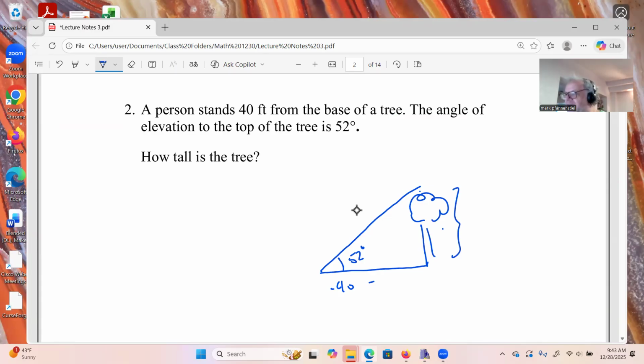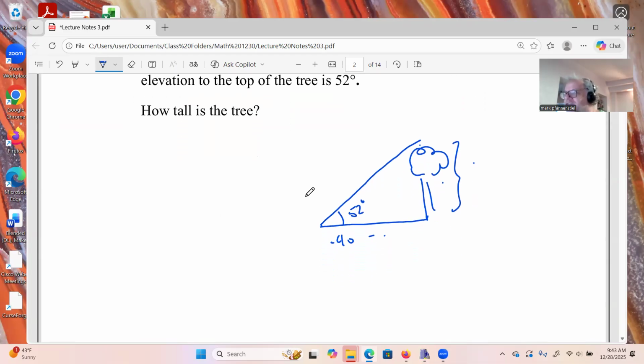If I'm looking at this triangle, we have an opposite and adjacent side. I don't care about the hypotenuse. I want to know opposite and adjacent. So what trigonometric ratio relates the opposite and the adjacent with the angle? And you're like, oh, tangent does that. So we're going to say that tangent of theta is equal to my opposite over my adjacent.